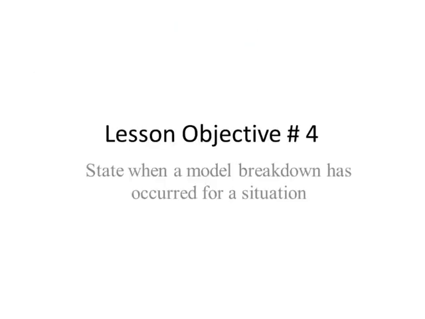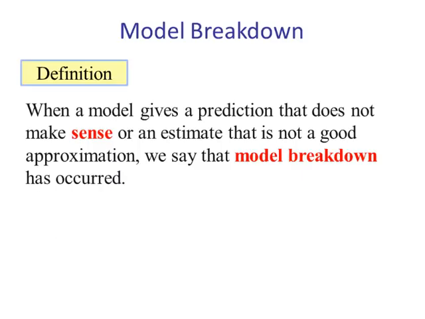Lesson objective number 4. When a model gives a prediction that does not make sense, or an estimate that is not a good approximation, we say that model breakdown has occurred. We saw that in the last example.